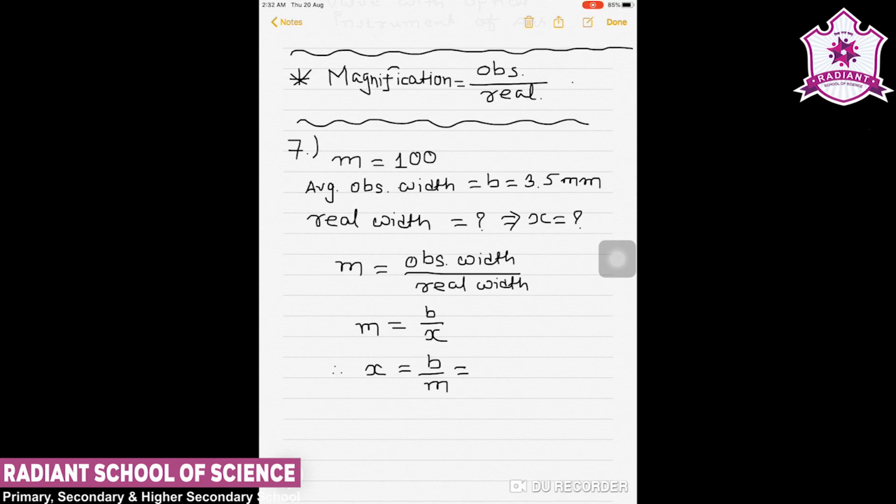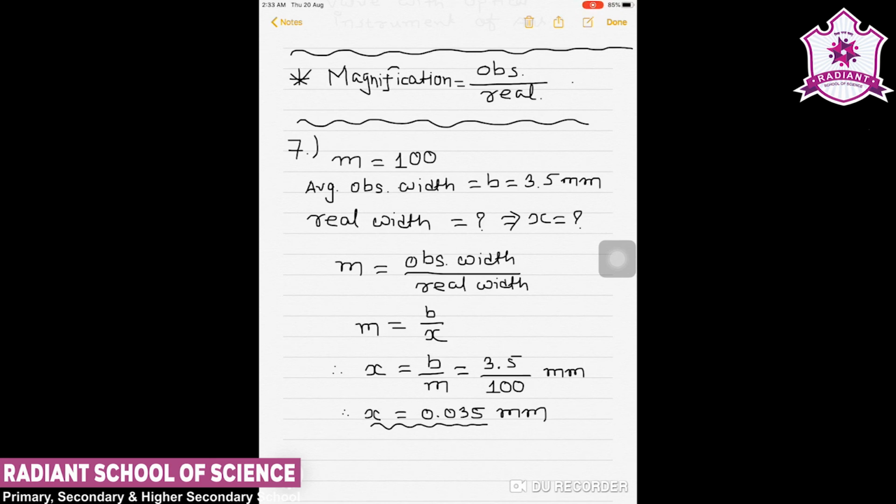Here we have to take care that b is given in the millimeter range, so this is 3.5 millimeter upon 100. So the actual value that we can write for the x will be 0.035 millimeter. So this is the actual width of the hair that the student has observed.